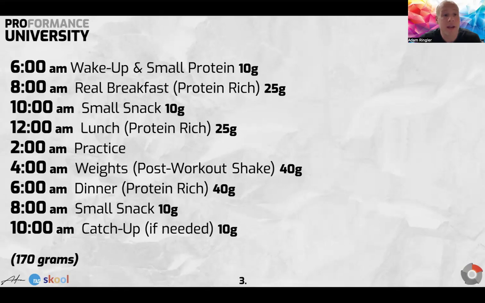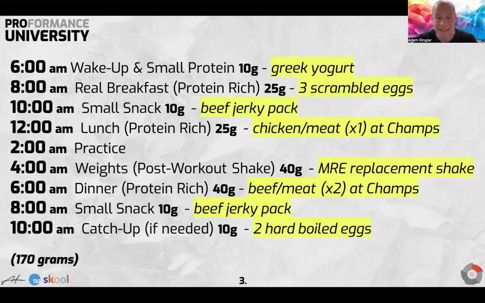If you break your day up, it's very easy to get 170 grams: 10 grams upon waking, 25 grams at your real breakfast, or maybe a small snack that includes 10 more grams. Lunch, that's some protein, 25 grams. You practice, you go lift weights, maybe you have a post-workout shake for 40 grams. You have a pretty protein-rich dinner, another 40 grams. It says AM and there should be PM. At 8 p.m. you have a small snack, maybe at 10 p.m. another small snack. And that's 170 grams. That is really easy to do.